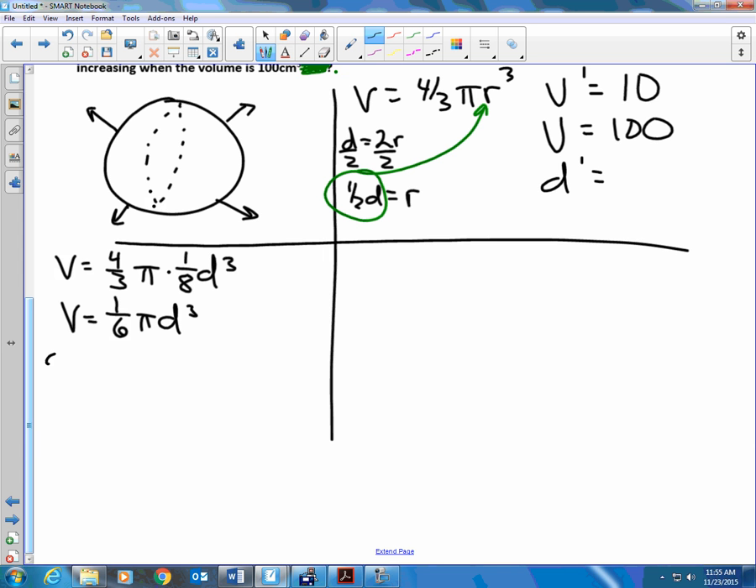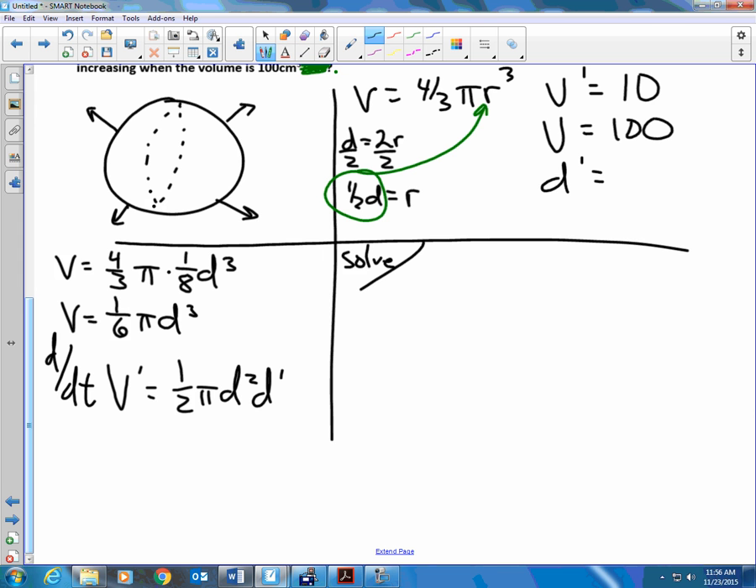Now I will take the derivative with respect to time. What's the derivative of V? V prime equals 1/6 will become 1/2, because you're going to bring the 3 in front, 3/6 is 1/2 pi d squared d prime. So good, that's my derivative.